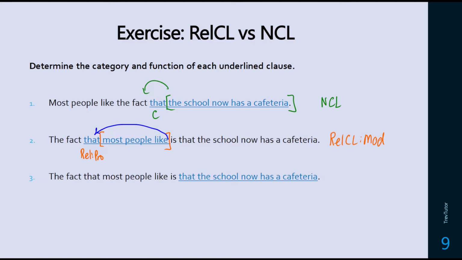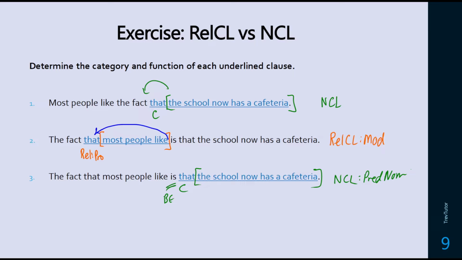Okay, the fact that most people like is that the school now has a cafeteria. So what I see here, same test, do this. Okay, the school now has a cafeteria. Great. So that's a complementizer. This is an NCL, and this is coming after a be verb, which means this is going to be acting as a predicate nominal in this case.